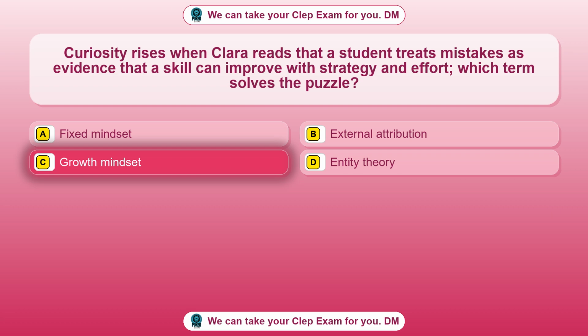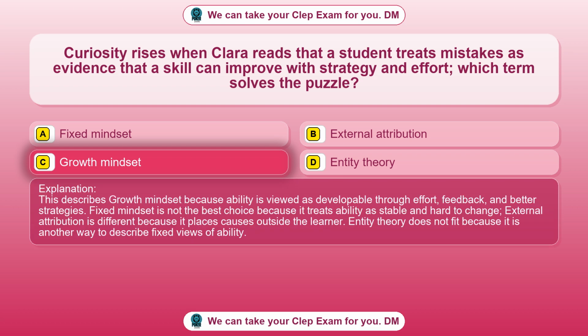Growth mindset. This describes growth mindset because ability is viewed as developable through effort, feedback, and better strategies. Fixed mindset is not the best choice because it treats ability as stable and hard to change. External attribution is different because it places causes outside the learner. Entity theory does not fit because it is another way to describe fixed views of ability.